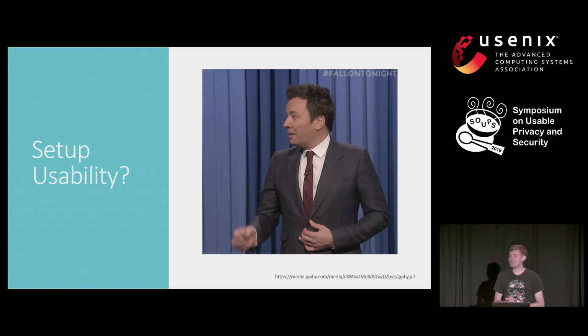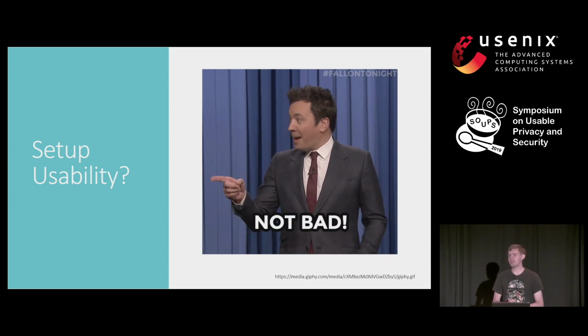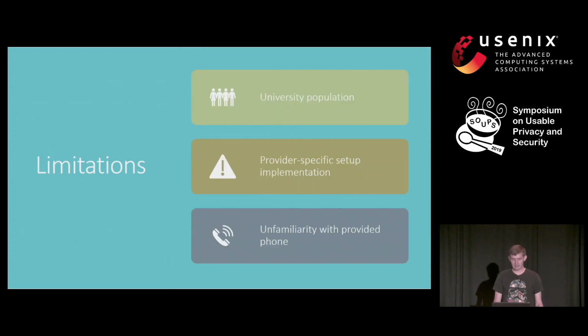All in all, again, we were pleasantly surprised with how, in general, the users found the setup usability to be. Again, it was a university population. Another thing, we did not intend to study Google's specific implementation, but because we chose Google as our case study, their implementation obviously had an effect on our results. Our final limitation: we did not want participants to give us personal information, so we provided them with a phone, which may have increased the time that the setup took, because they were unfamiliar with how the phone worked, whether it was an Android phone or iOS, and they were also unfamiliar with the phone number.